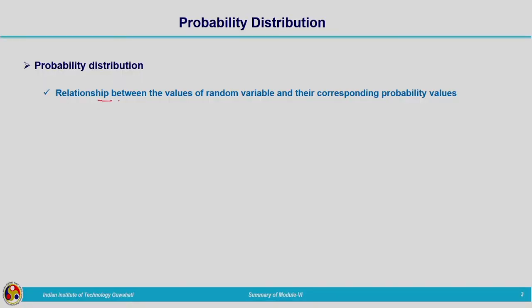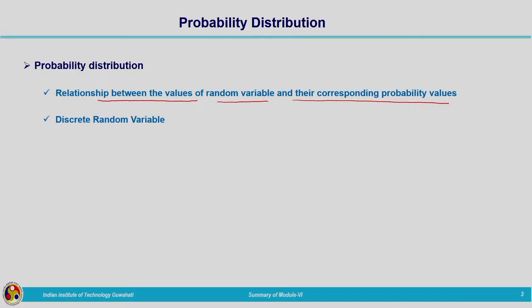Now, coming to different probability distributions, a distribution means finding out the relationship between the values of a random variable and their corresponding probability values. As I told, if this particular random variable takes a single value, in that case we will have a single output. But because of the presence of uncertainties, we cannot assign a single value. We assign a range of values to this random variable. So, for each and every value of this random variable, there is a probability associated with it. The relationship between the value of the random variable and the associated probability is described by means of probability distribution. Different distributions related to discrete random variables and continuous random variables we have covered.